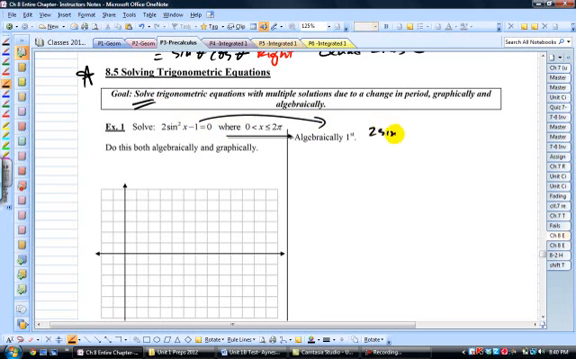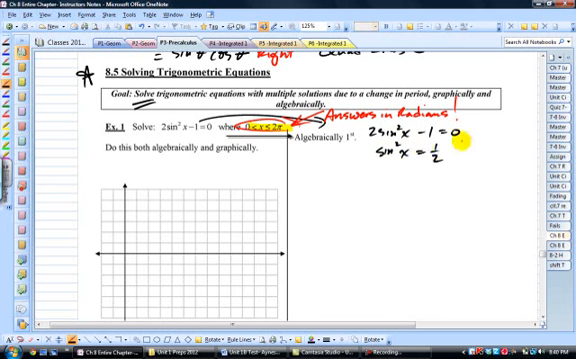Okay, so we have 2 sine squared x, where x is your angle here, minus 1 equals 0. And I want to solve it in radians, so our answers are in radians, because it's 2 pi, not 360 degrees. So we're going to do it in radians, and we're going to do it algebraically. What I need to do is some simple algebra. I'm going to add 1 and divide by 2, and I get sine squared x is equal to 1/2.